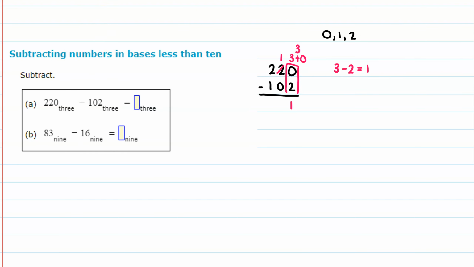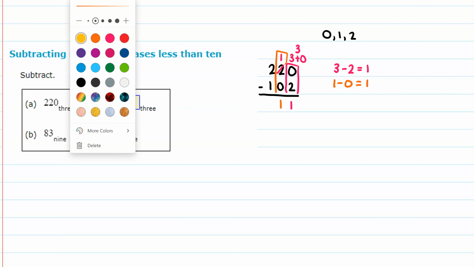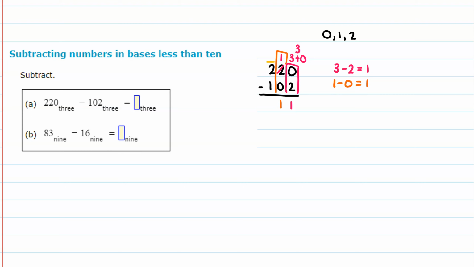Okay, let's go one digit over. So 1 minus 0 is 1. And then 2 minus 1 is 1. So 220 minus 102 in base 3 is going to be 111 in base 3.